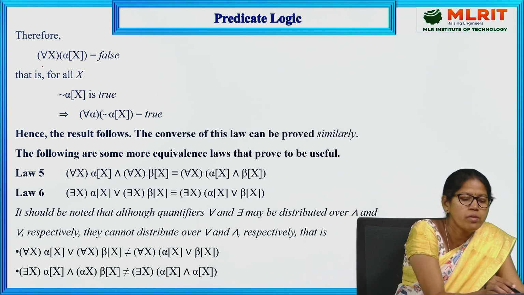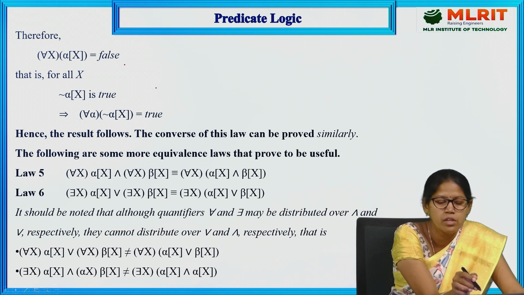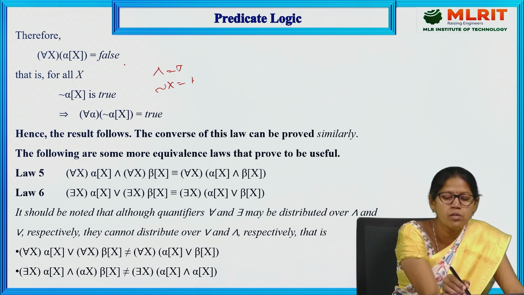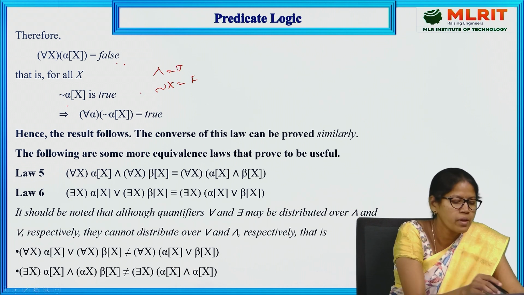Let's see here. For all X, alpha X is false. That is, for all X, the negation of alpha X is true. If X is true, the negation of X is false. Here, for all X, alpha X is false, so the negation of alpha X is true.